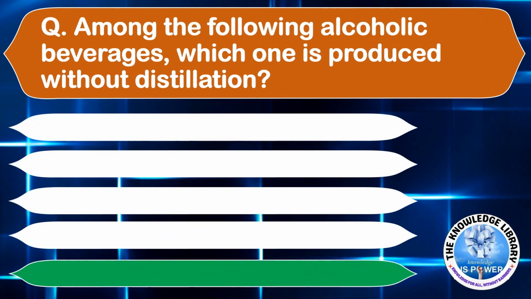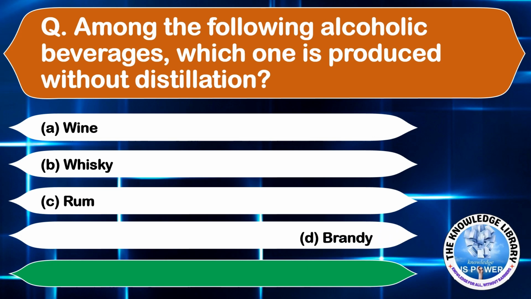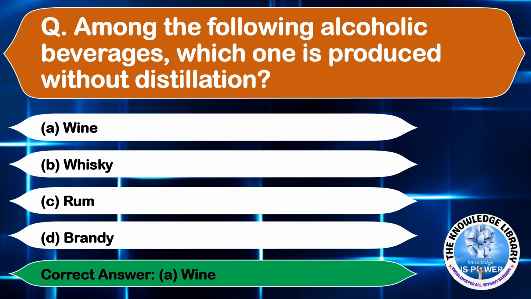Among the following alcoholic beverages, which one is produced without distillation? Option A, wine. Option B, whiskey. Option C, rum. And option D, brandy. The correct answer is option A, wine. Moving on to the next question.